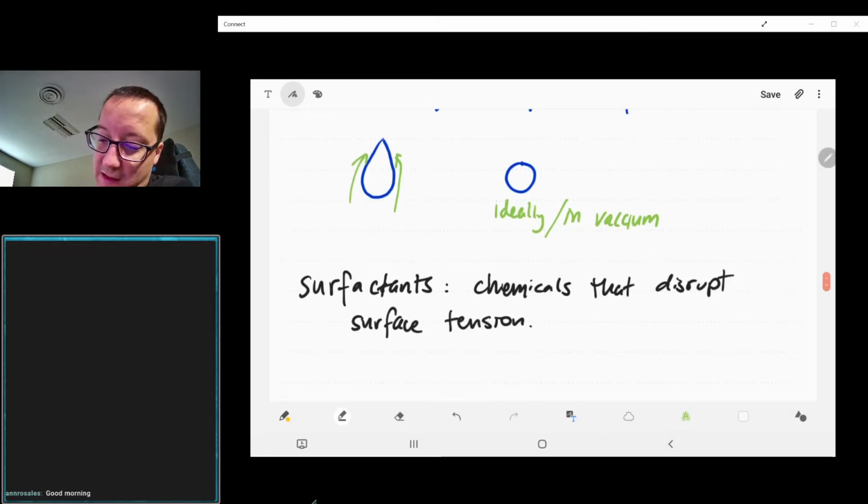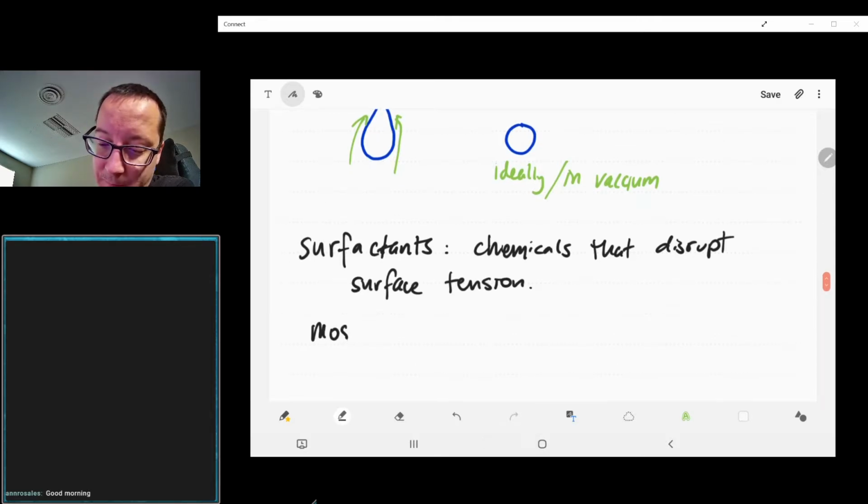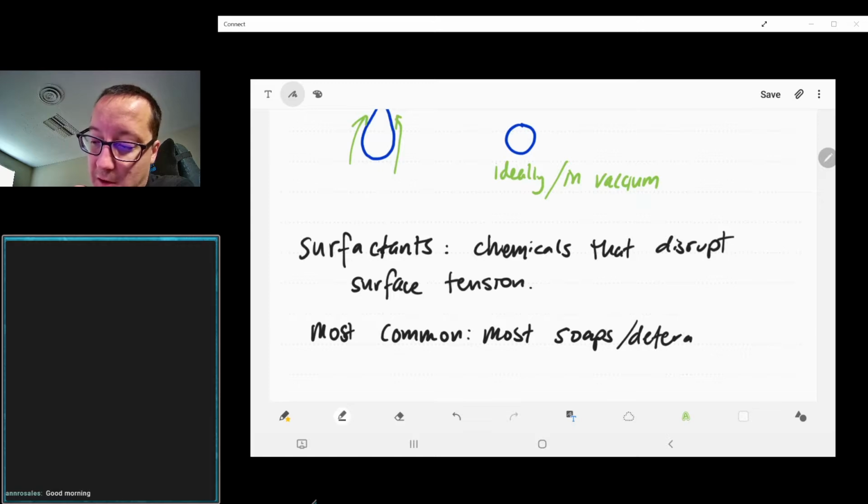And we're going to see that the most common one is going to be most soaps. Soaps and detergents are surfactants. They actually will break apart the surface tension of water, allowing you to make it interact with things it doesn't want to interact with, notably like oil or wax. We're going to see that surfactants will help you make water interact with these things.